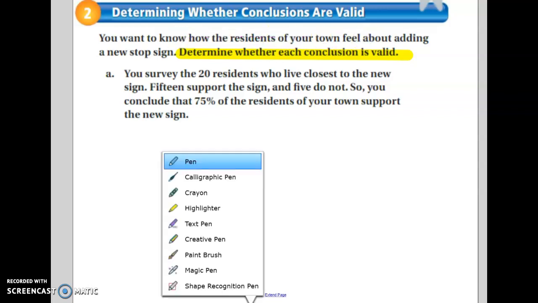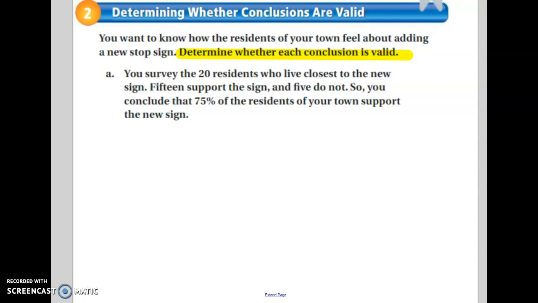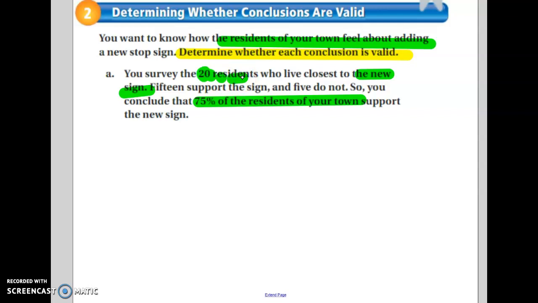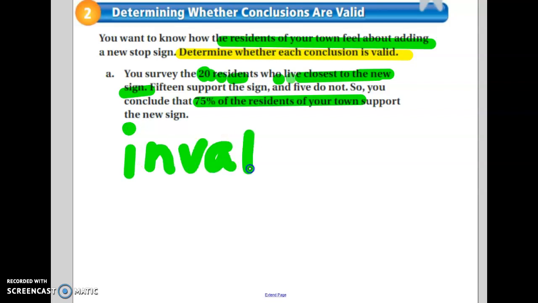So if you wanted to get an idea of how the residents in our town feel about adding a stop sign, well, if we were to survey 20 residents who live close to the stop sign, and you find out that 15 support the sign and 5 do not, so you conclude that 75% of the residents in your town support the stop sign, think about where the residents that you asked live. If they live near the stop sign, they might be more likely to support it. And so in that case, these results could be argued as invalid because they might be more likely to support the stop sign if they live near it.